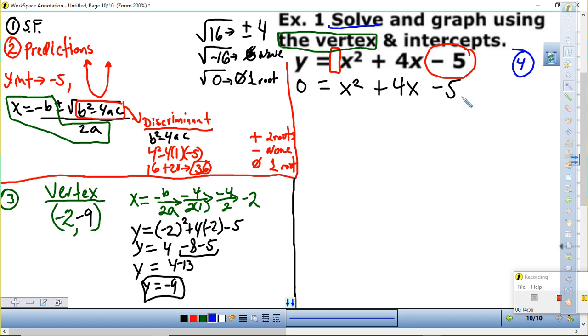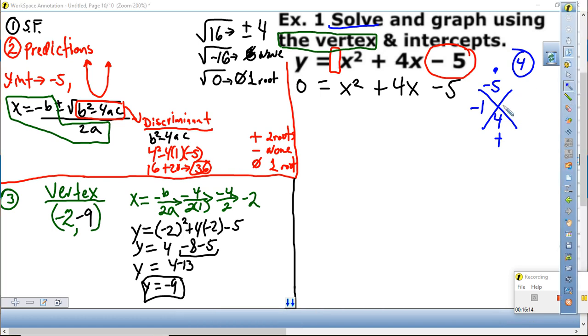Hands up if you're going to use factoring for the solving. Yeah, that's the simplest method, right? What goes on top? -5. What goes on the bottom? 4. Factors of -5 that add up to 4. -1 and 5. Oh, my bad. -1 and 5. All right, so I'm going to rewrite this.